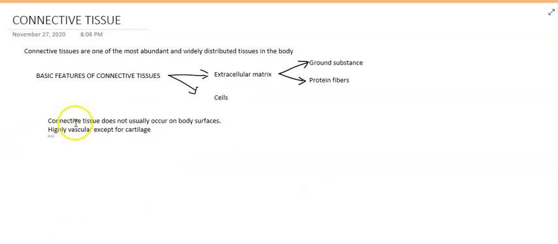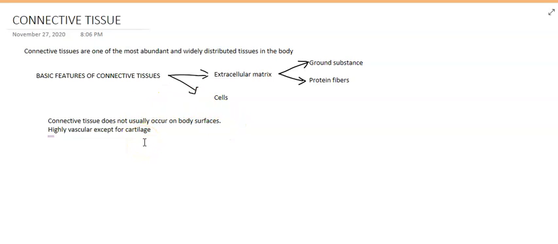Another important feature of connective tissues is that they do not occur on the body surfaces. If you recall the other class, the epithelial tissues line the body surfaces. The outer covering of most of the organs consists of epithelial tissues. The connective tissue is always underneath the epithelial tissues. So we cannot find it over the body surface, or as a lining of an organ.